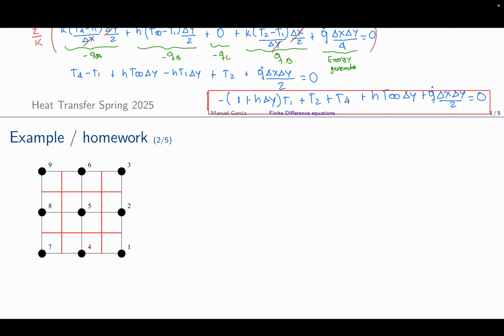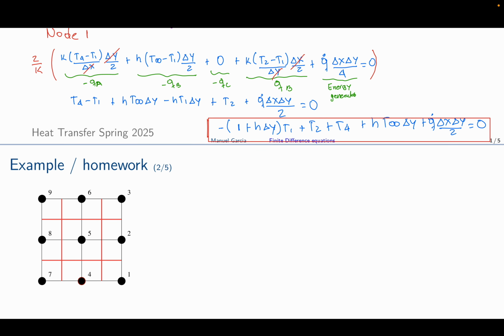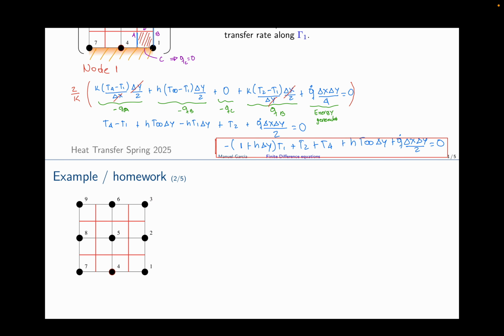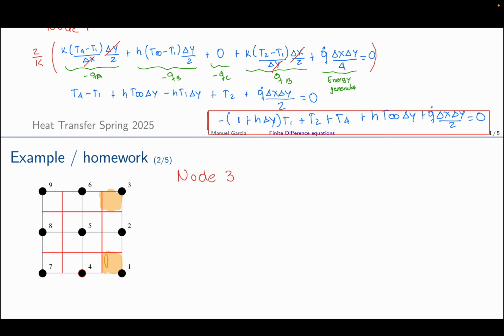Now we continue with the second node that we have, node 3. So what happened with node 3? Node 3 is very similar to node 1, right? So if we consider this and this, they're very symmetric. So for node 3, what do we have? We can actually reuse this equation in terms of this node. So how do we do that?